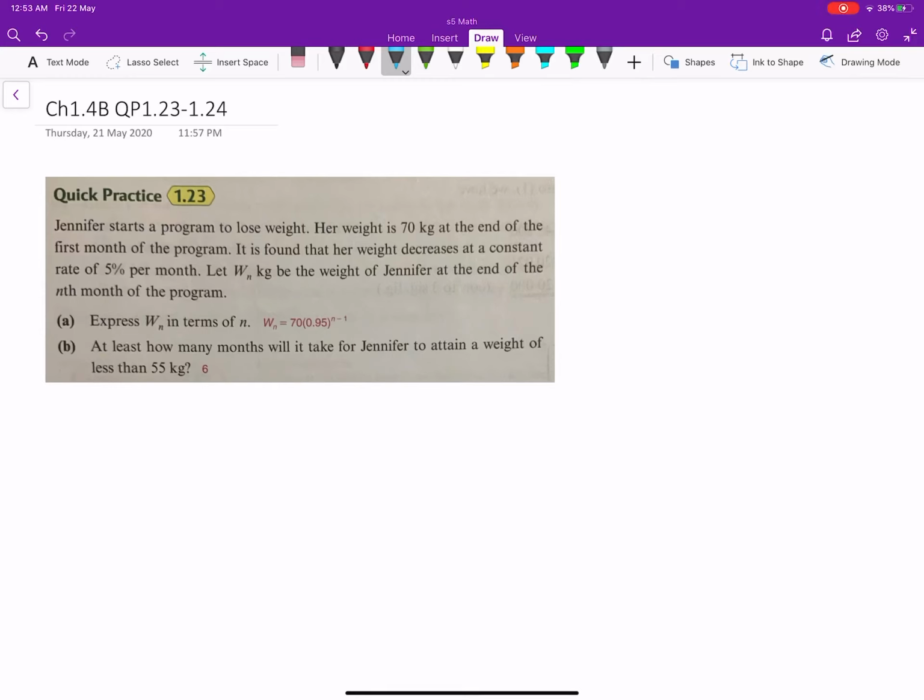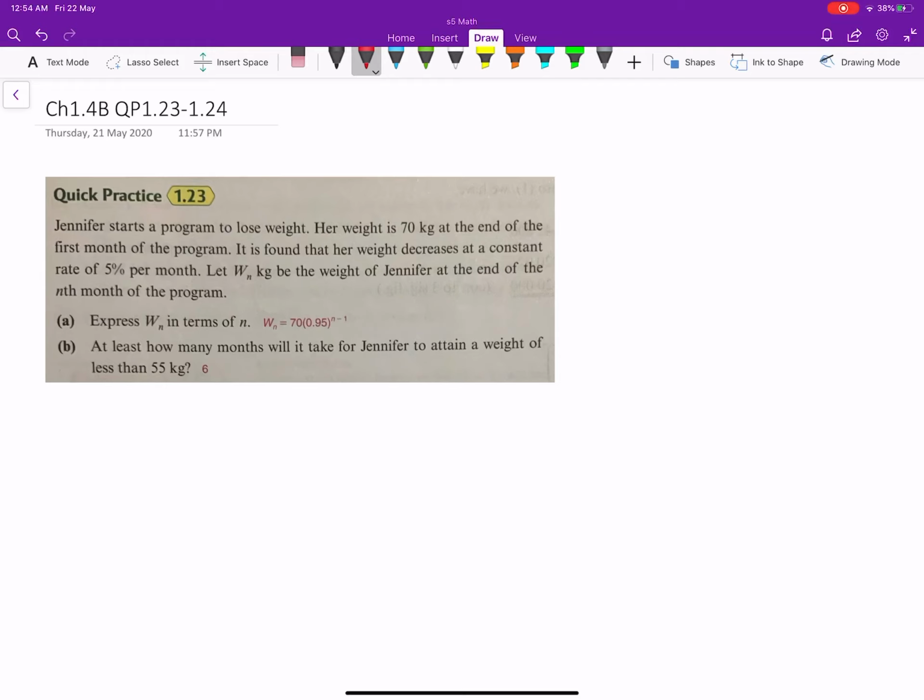Hello students, welcome back. So here we will talk about quick practice 1.23 and 1.24. The skills we use in these two quick practices are similar to those in examples 1.23 and 1.24. So let's start. Okay, now let's look at the questions.